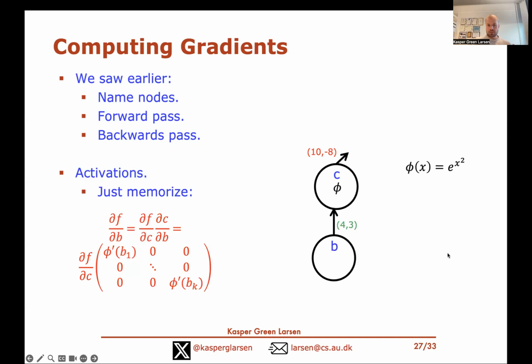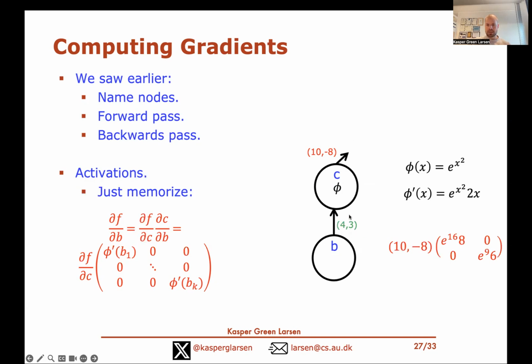Okay, so just to do the example here, right? Maybe this activation function takes in an x, and entry-wise, it computes e to the x squared. So if you take the derivative of this function, you get e to the x squared times 2x, just by the chain rule.